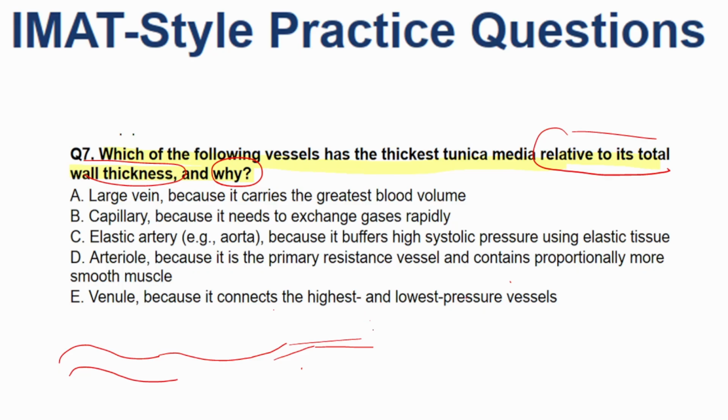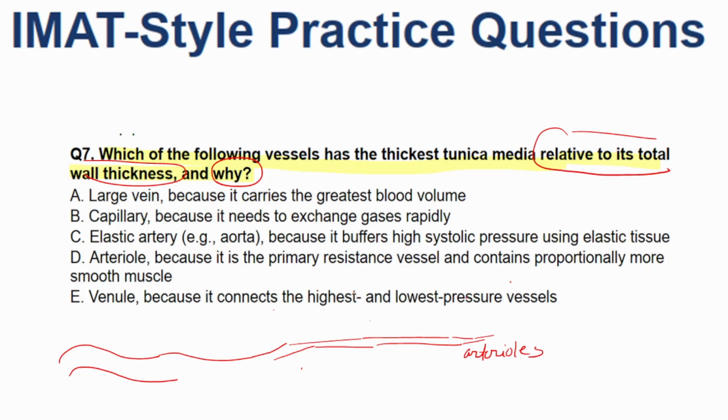When we look at arterioles, their total vessel wall is incredibly thin compared to a massive artery, but that wall is composed almost entirely of concentric layers of smooth muscle making up the tunica media. Proportional to their tiny diameter and total wall thickness, arterioles have the highest percentage of smooth muscle tissue. This specific structural composition is critical because arterioles function as the body's primary resistance vessels.